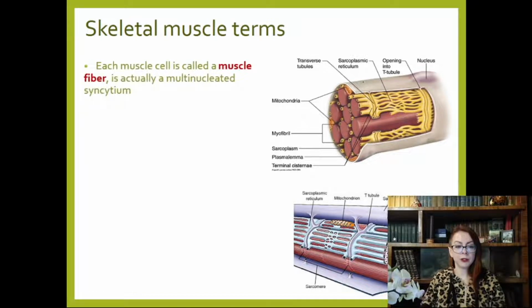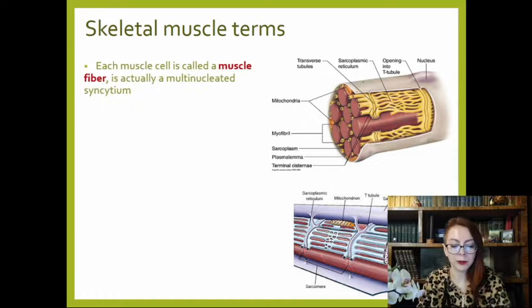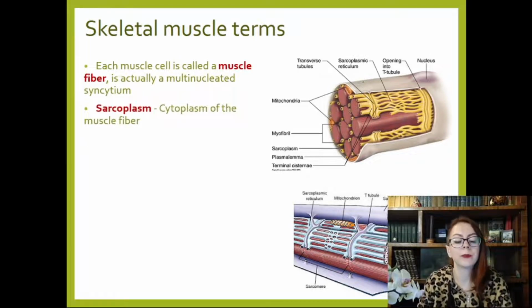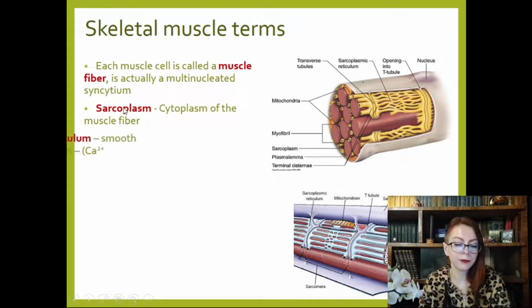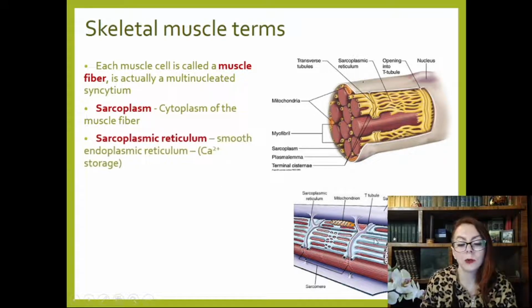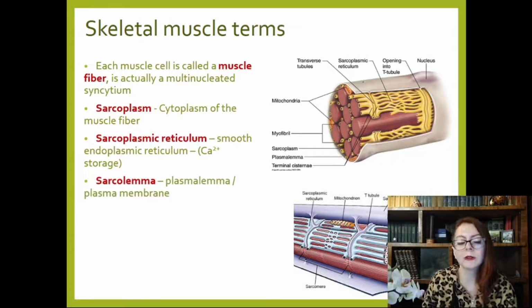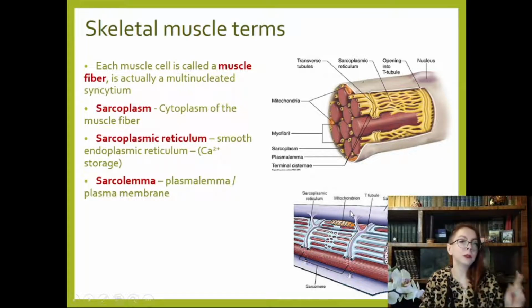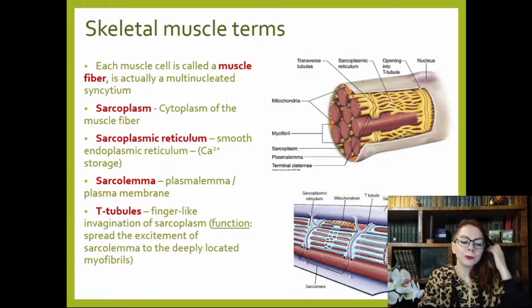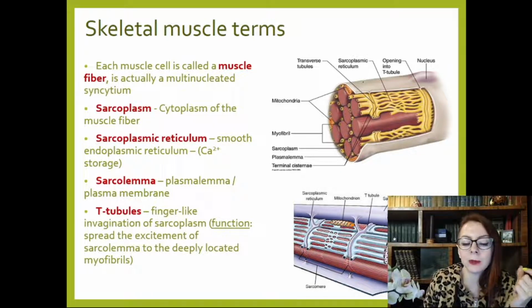Inside those fibers, so every muscle cell is called a fiber, let's investigate some other terms. The cytoplasm inside this fiber is called sarcoplasm. Then the smooth endoplasmic reticulum, which is very well developed and sequesters calcium, is called sarcoplasmic reticulum. The membrane is called sarcolemma. So the outer plasma membrane is called, instead of plasmalemma, sarcolemma. Also, in the sarcolemma, a special system of invaginations is present.